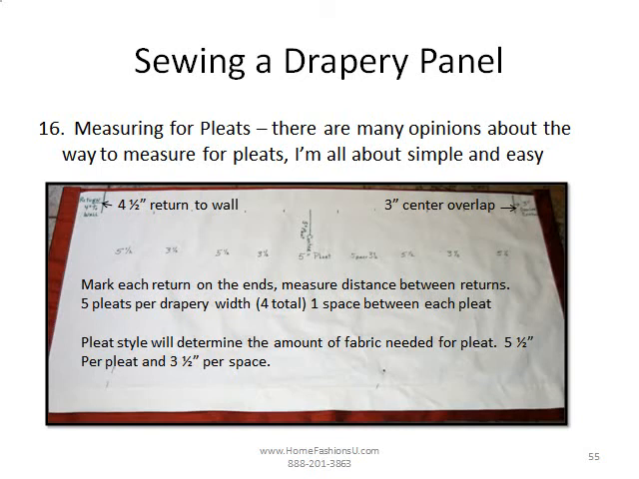You would always want to allow for a 3-inch center overlap. So on the inner side where the draperies will meet, mark 3 inches from that edge, and then whatever your return is on the other side. Then you want to figure 5 pleats per drapery width, with 1 space between each pleat, meaning you would have 4 spaces. Your pleat style will determine the amount of fabric needed for a pleat. 5.5 inches per pleat and 3.5 inches per space is probably pretty close to the norm.